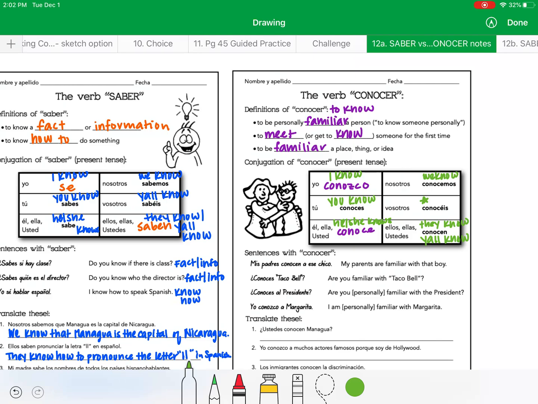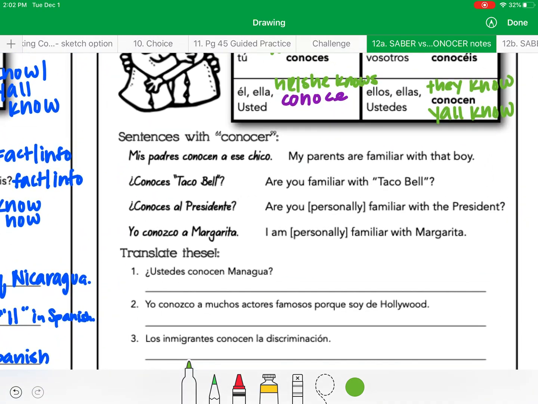So for saber, which means to know, use it to talk about facts or information, or how to do something. Up here, you're talking about you know something personally, you're familiar with it, or to meet somebody. So the first one says, mis padres conocen a ese chico. My parents are familiar with that boy. They know that boy. They've met him before. ¿Conoces Taco Bell? Are you familiar with Taco Bell? Have you been there before? ¿Conoces al presidente? Are you personally familiar with the president? Do you know them personally? Yo conozco a Margarita. I am personally familiar with Margarita. I know her, we're friends, all that.